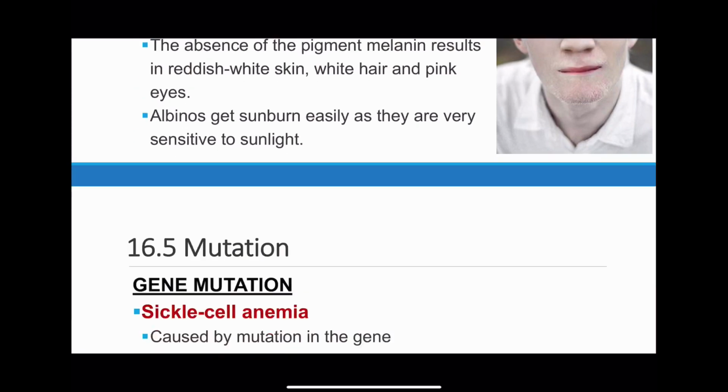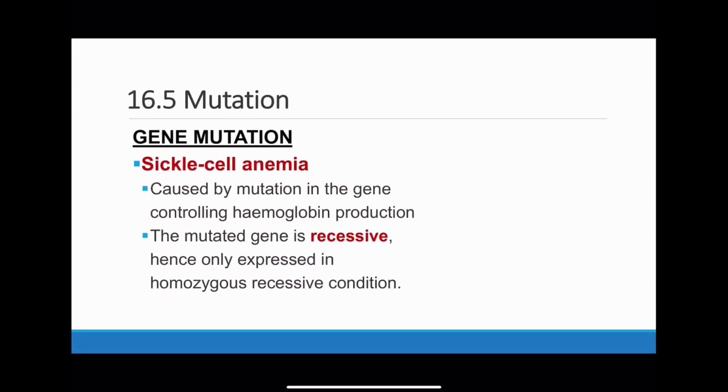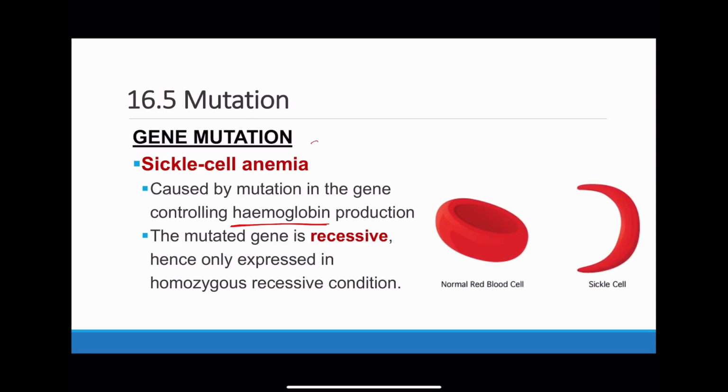The other kind of gene mutation is what we call sickle cell anemia. Now, sickle cell anemia is caused by a recessive allele. This recessive allele actually affects the production of hemoglobin. Likewise, because it's caused by a recessive allele, it can only express itself when it's in the homozygous recessive condition. So only when a person has inherited recessive alleles from both parents, that means the person ends up becoming homozygous recessive, then this condition will show.